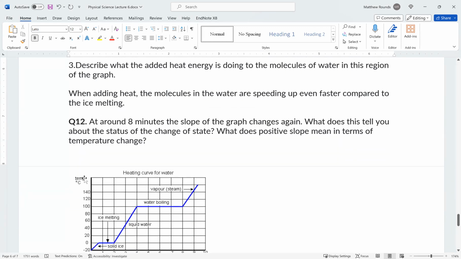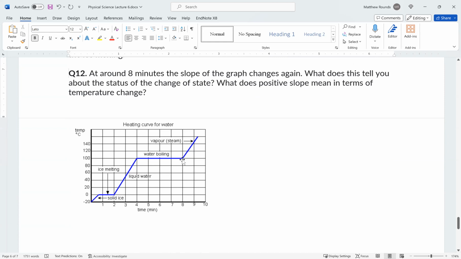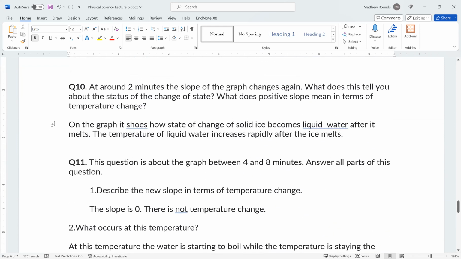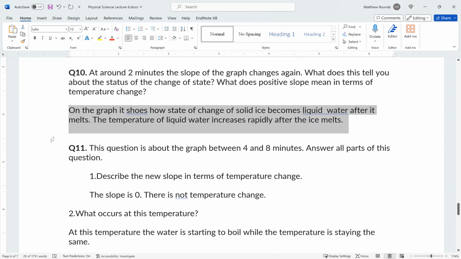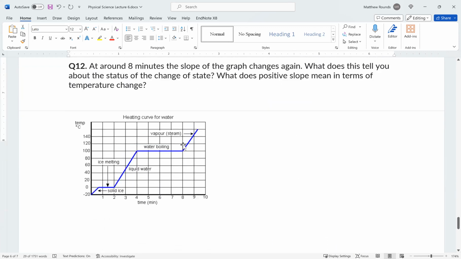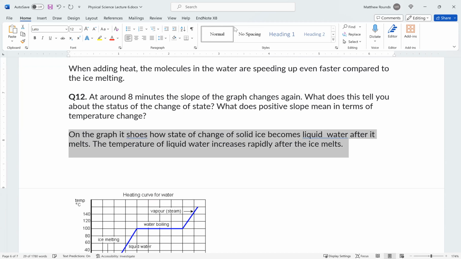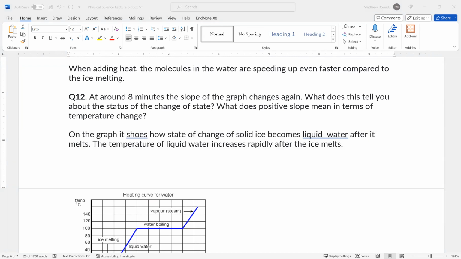Okay, let's look at question 12 at around 8 minutes, so right here again. And really this is very similar to being down here, which means you can reuse that answer, but you should maybe slightly reword it because it's not solid ice, it's different this time. So let me put that in the chat and maybe you can reword it to answer this new place.